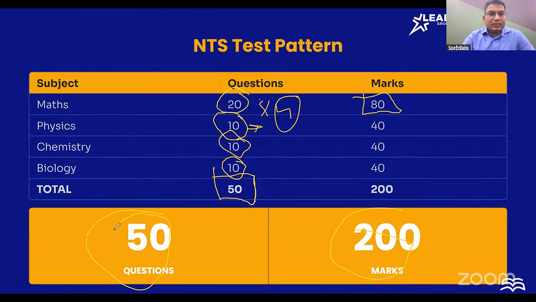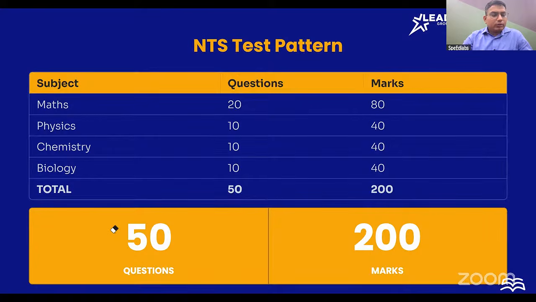Please give me a thumbs up or yes in the chat box if you are understanding the pattern. Single paper will be there. Mathematics 20 questions, physics, chemistry, biology 10, 10, 10 questions. Total 50 questions, total marks 200, and you can get full marks from this also. Give me yes in the chat box if you understood the pattern of the NTS examination, the examination which we are conducting. All right, understood. Okay, so this is the pattern.